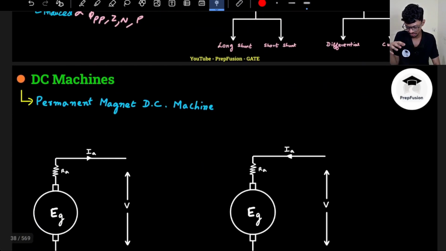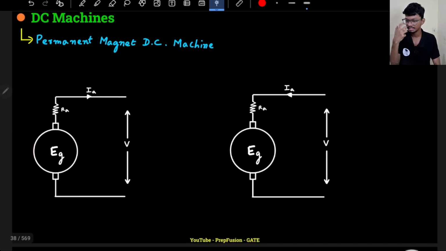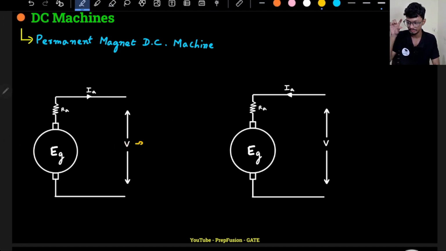Let's first discuss this permanent magnet DC machine. Permanent magnet DC machine is very easy. Here there is no field winding because a permanent magnet is there, so it will always produce a magnetic field no matter what. So the important point here is this V is actually known as the terminal voltage, the voltage that I will be able to see. And in case of a generator, whatever the induced voltage, it is known as the generated voltage.